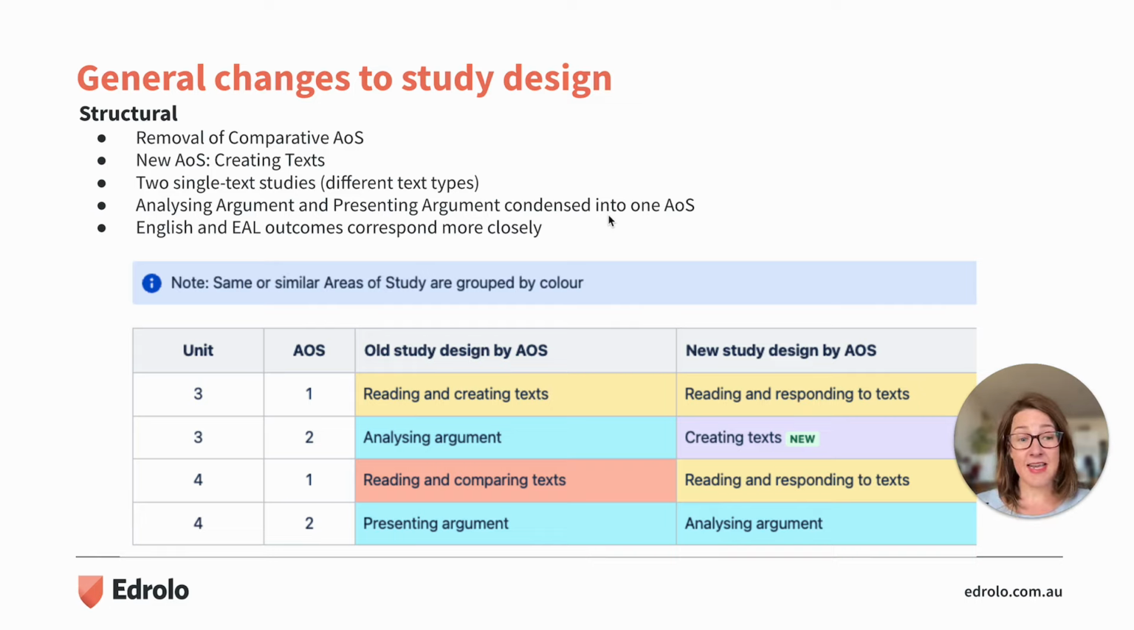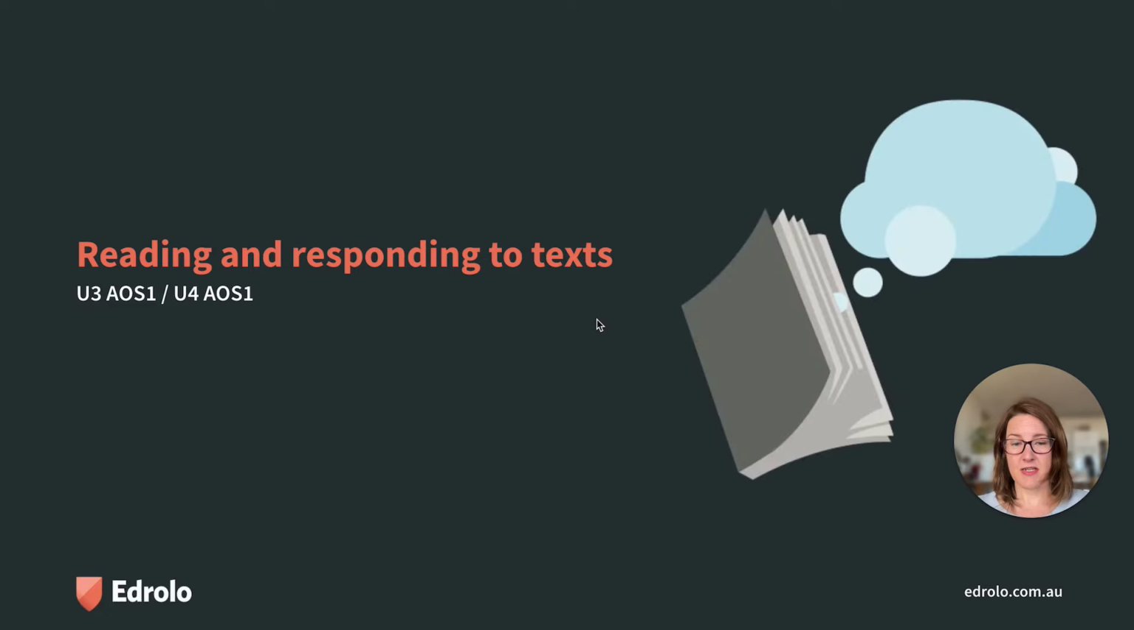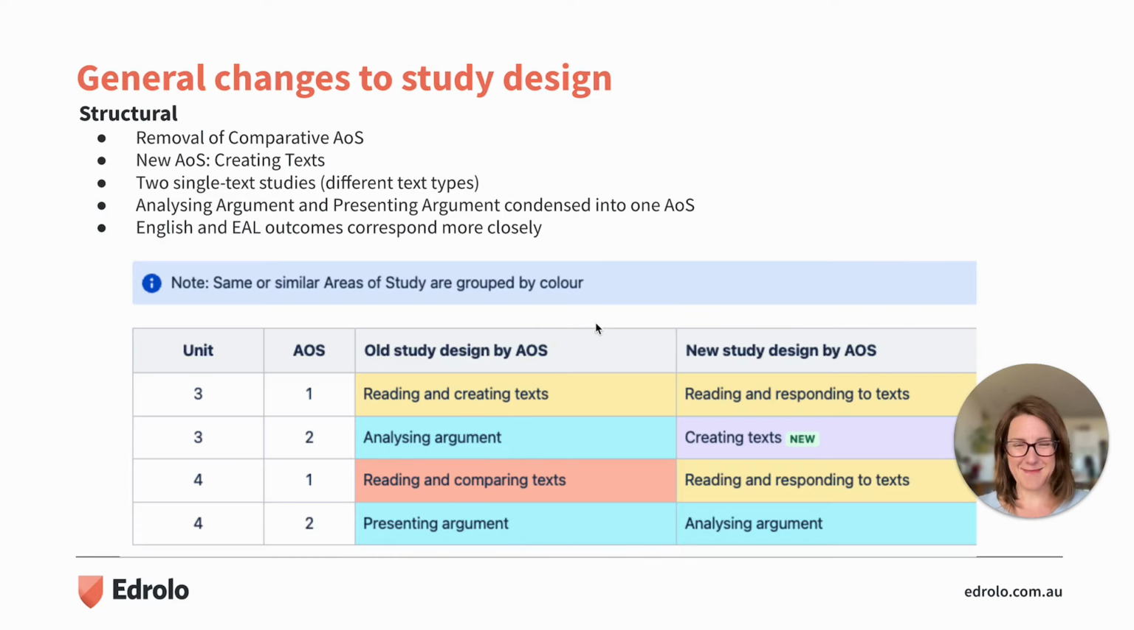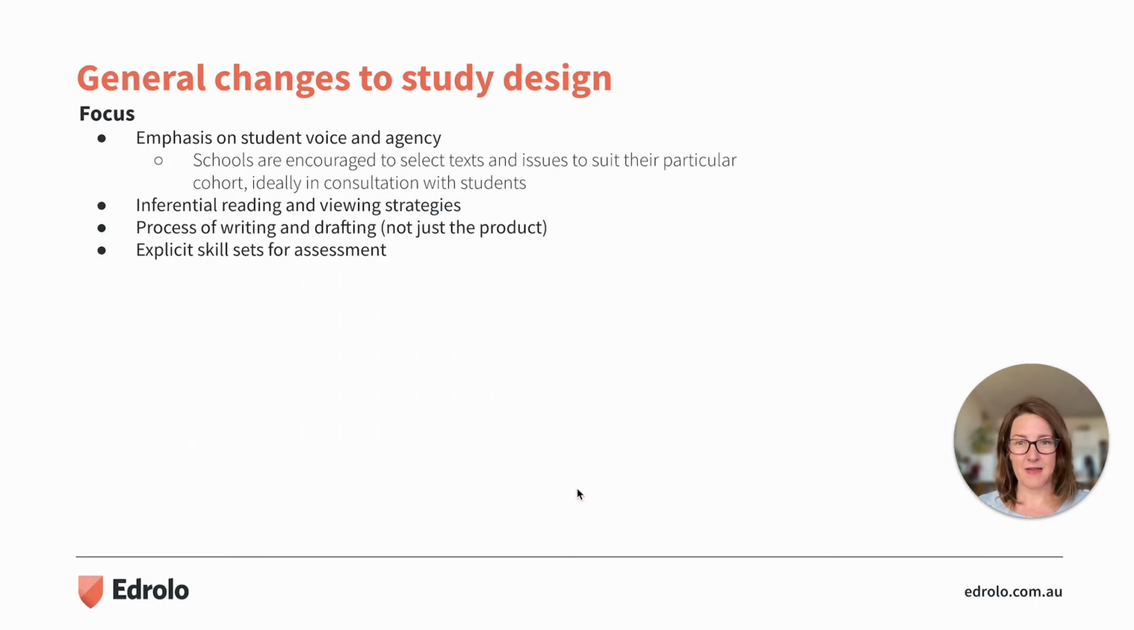And the English and the EAL outcomes correspond much more closely. So anyone teaching English and EAL in the same classroom, your lives are probably going to be a little bit easier in 2024. And we've got just a quick summary table here of the old study design versus the new study design by area of study, and where the changes are. So obviously creating text is new, reading and comparing text no longer exists.